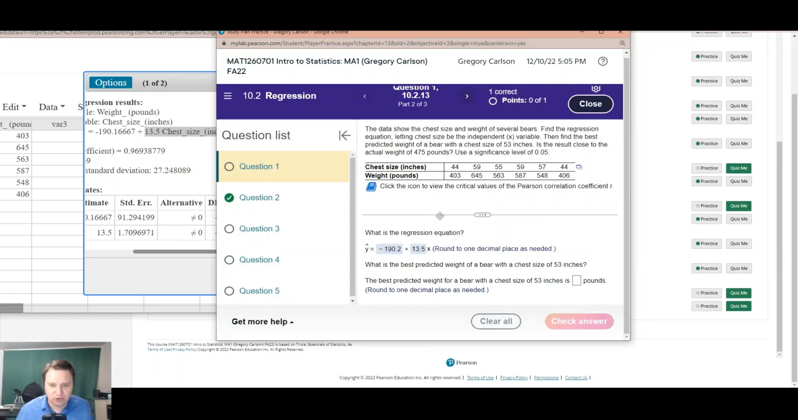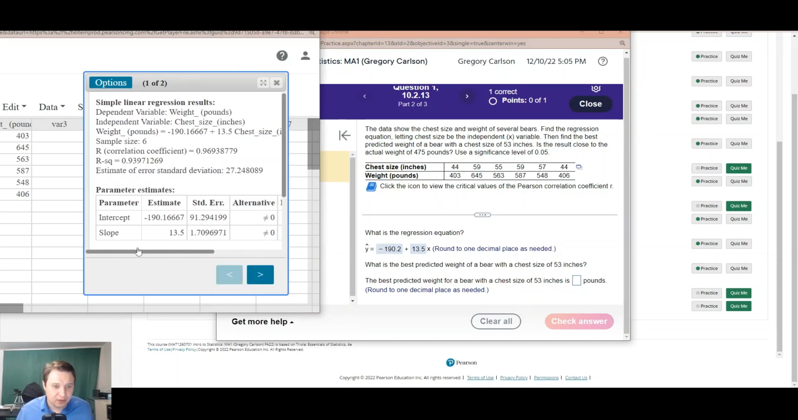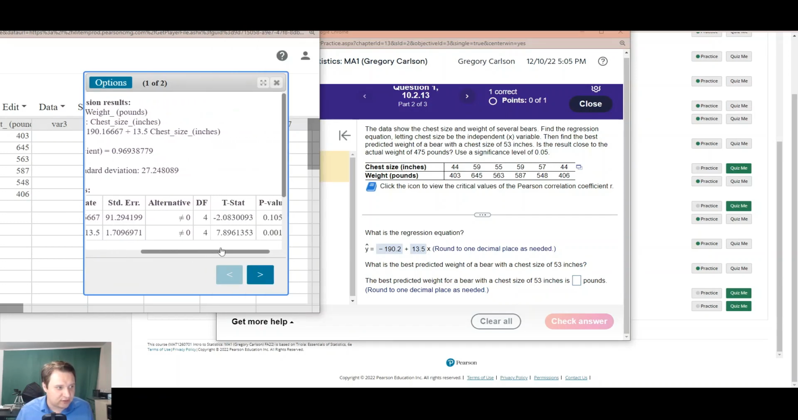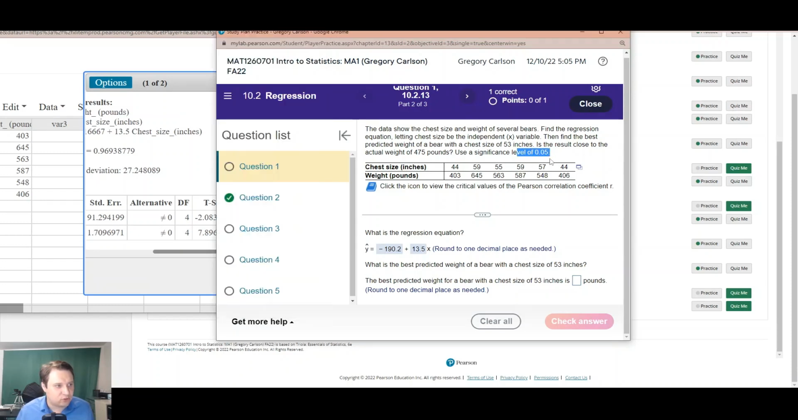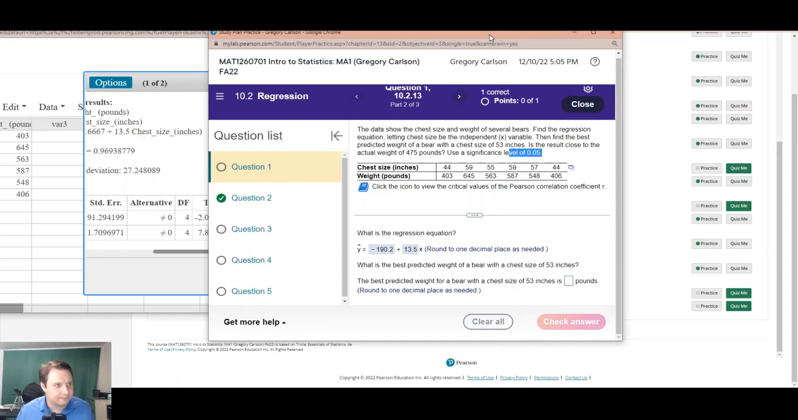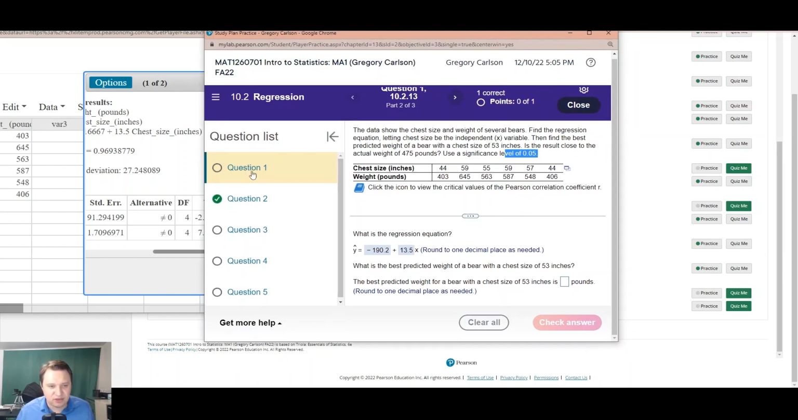So there's our equation. And it says, what is the best predicted weight of a bear? Oh, I see, they're looking at bears. So they're trying to see if there's a connection for bears. So if a bear has a 53 inch chest, what's its weight? Well, can we use the equation? Again, can we use the equation? We need to look at the slope p-value. The p-value is 0.0014. That's lower than our alpha, which was 0.05. And so we can use the equation.